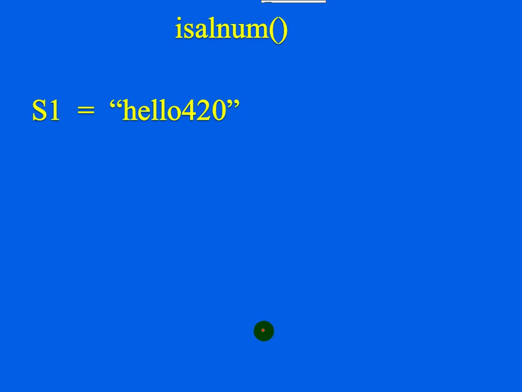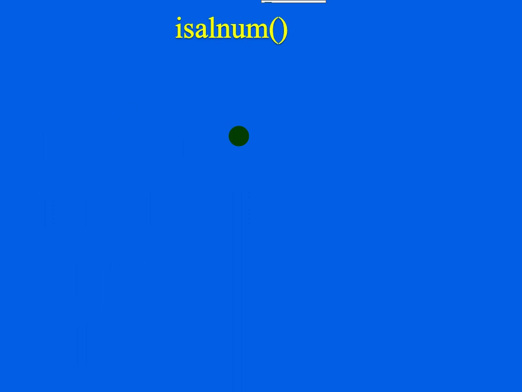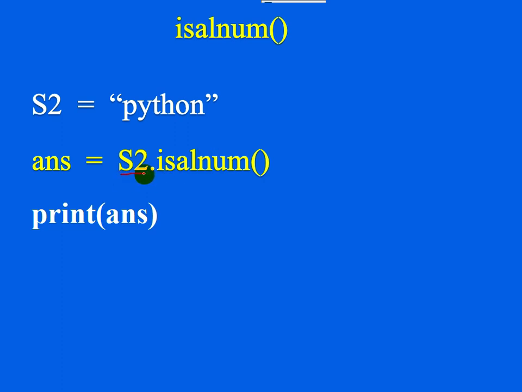One more example. Suppose s1 equals hello 420, this is a string. Now if I write s1 dot isalnum, what answer does this function return? The function returns true, because you can see this string contains only alphabets or numbers, isn't it? Another example, s2 equals python. Now if s2 dot isalnum, the answer is true, and the reason is the string contains only alphabets or numbers.